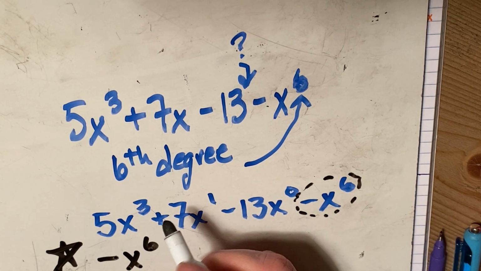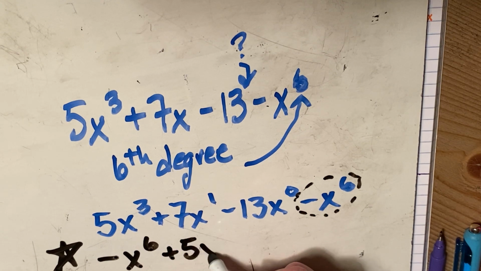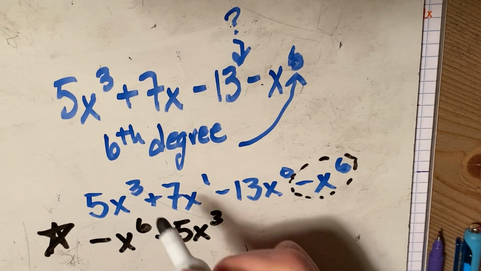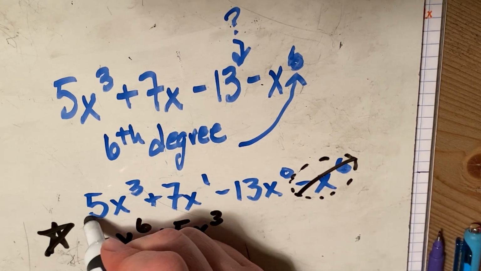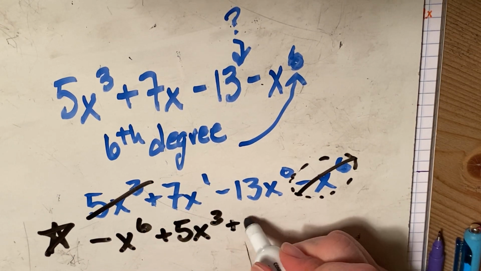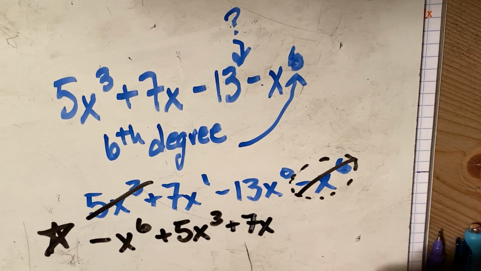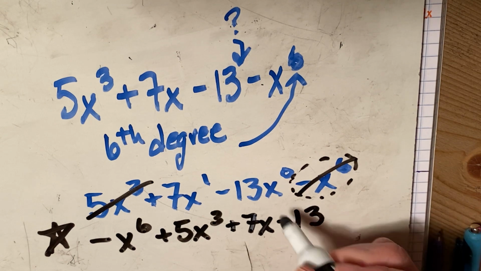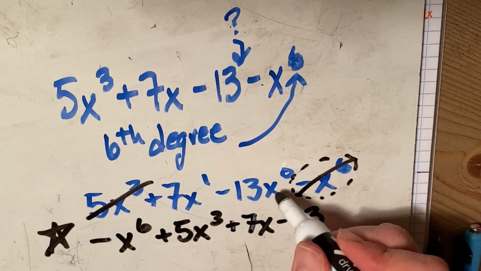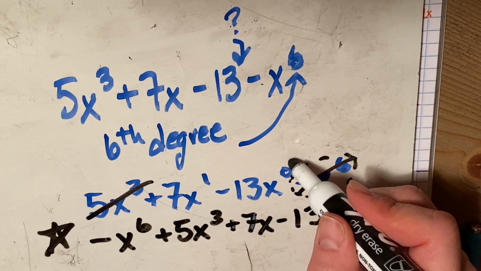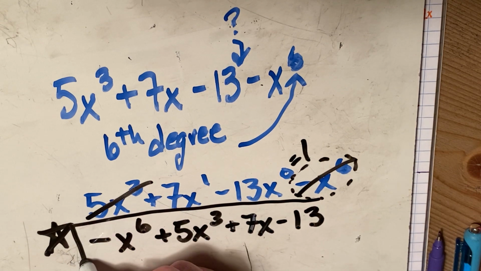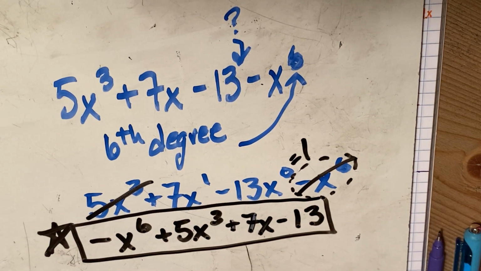This is the next highest, right? Plus 5x cubed. That's the next term that we would want to put, okay? And then what term would be after that? So we did this one, we did this one. Next term would be 7x. And I'm going to leave off the 1 because we don't need it. And the last term would be this minus 13. Now, it is x to the 0, but x to the 0, remember, that's the same as saying 1. So 13 times 1 is 13. So this would be the polynomial.